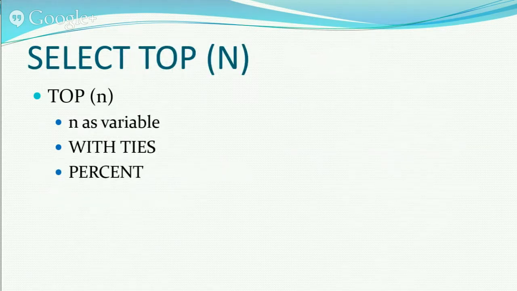N can be a variable. We're going to cover how it deals with duplicates. Does it continue on with selecting more rows? If you want 5, will it return 7 or will it return 5? And then what the syntax is for doing the top 10 or 50%.